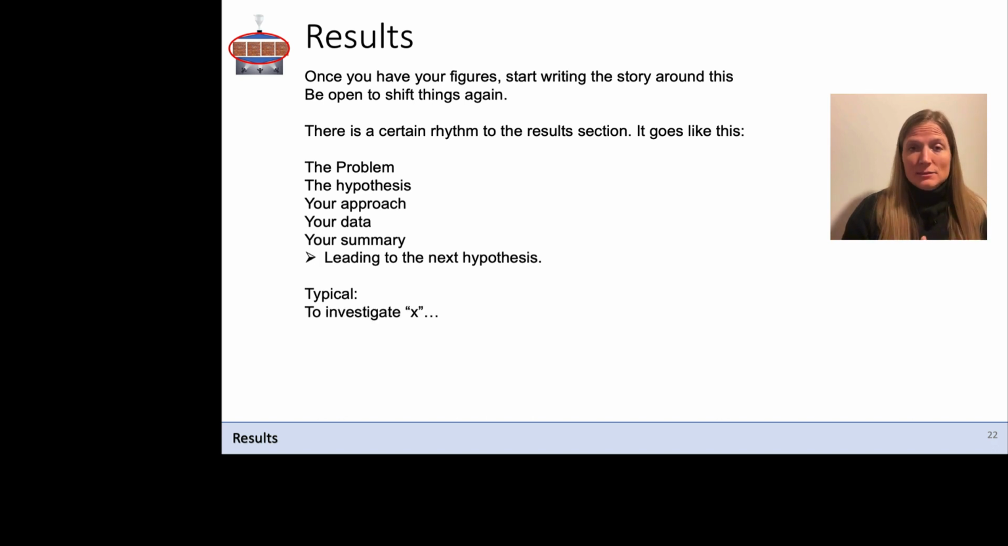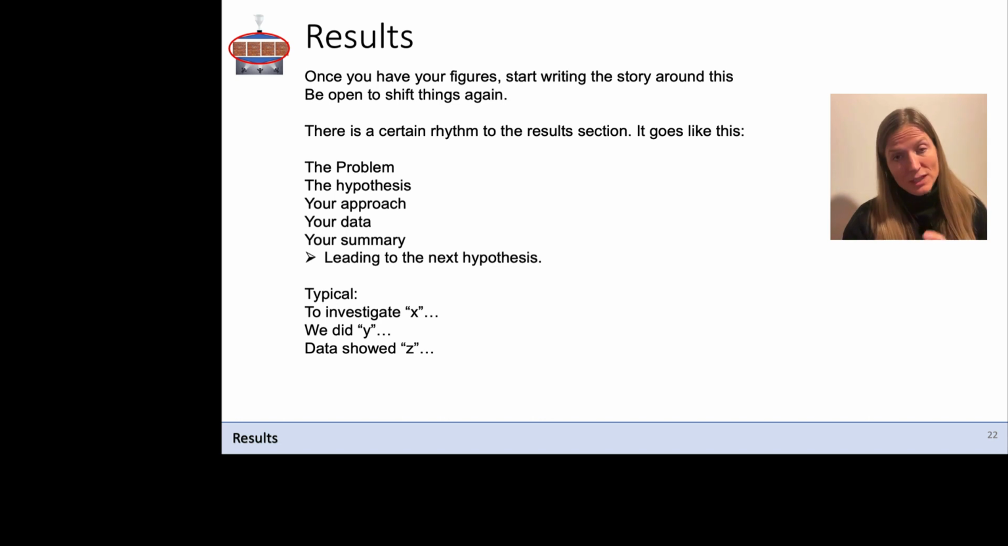Typical for this is: to investigate this or that, we did this or that. Data showed so and so. This indicated that.